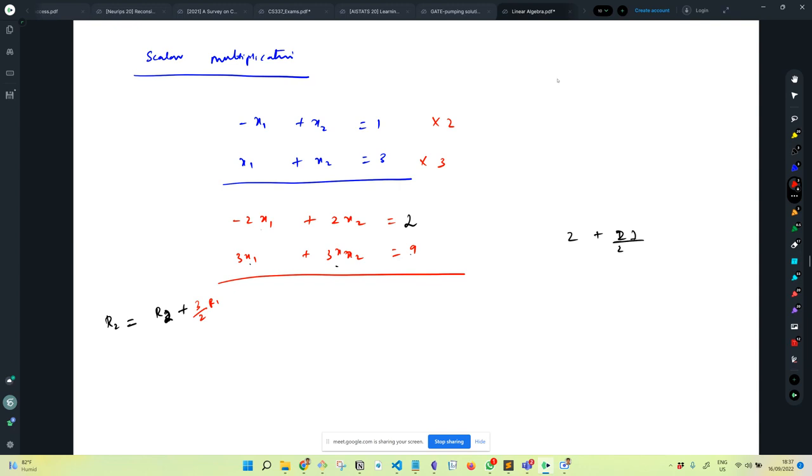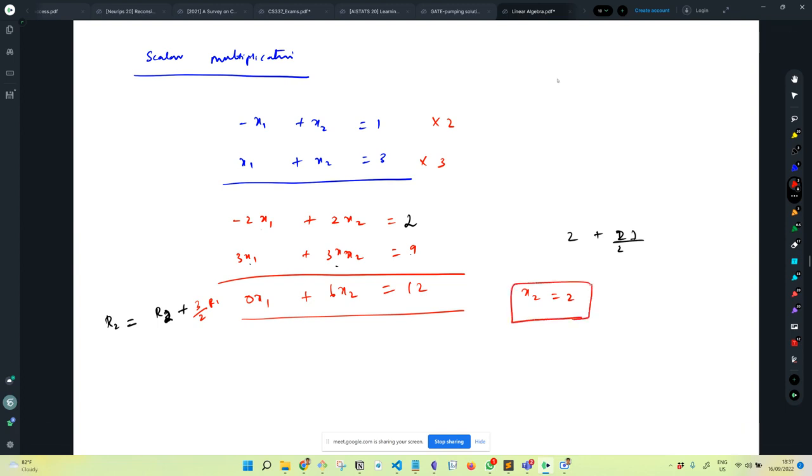So when I multiply R1 by 3 by 2, this will be minus 3x1, so this will be 0 times x1. And 3 by 2 times 3x2 will be 6 times x2 equals, when I multiply 3 by 2, I'll get 12. Yeah, now I get the equation. So 6x2 equals 12, then x2 will be equal to 2.